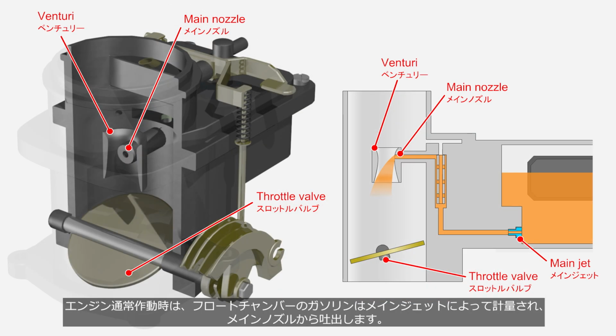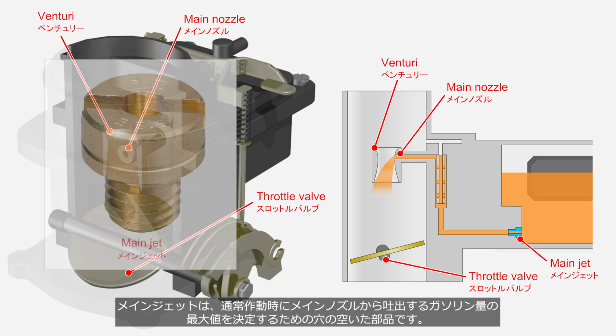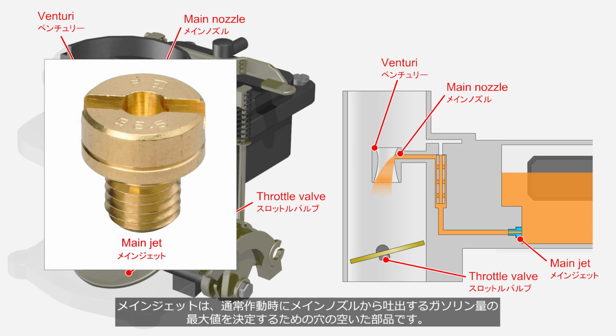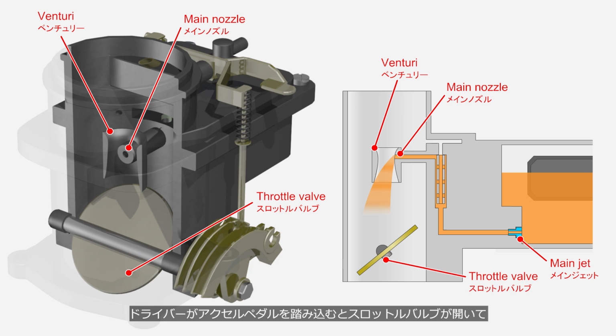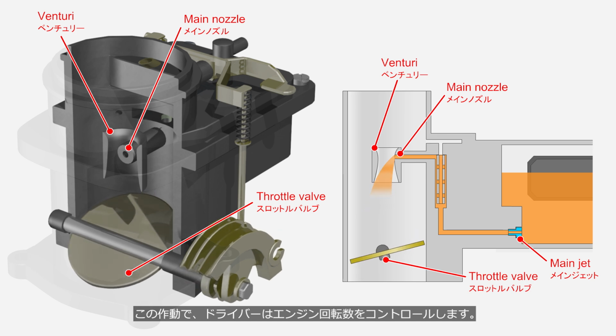During normal engine operation, the gasoline in the float chamber is metered by the main jet and discharged from the main nozzle. The main jet is a perforated component designed to restrict the maximum amount of gasoline discharged from the main nozzle during normal operation. When the driver depresses the accelerator pedal, the throttle valve opens, increasing the amount of airflow and causing the pressure in the venturi section to drop. As a result, the amount of gasoline discharged increases and the engine speed rises. With this action, the driver controls the engine speed.